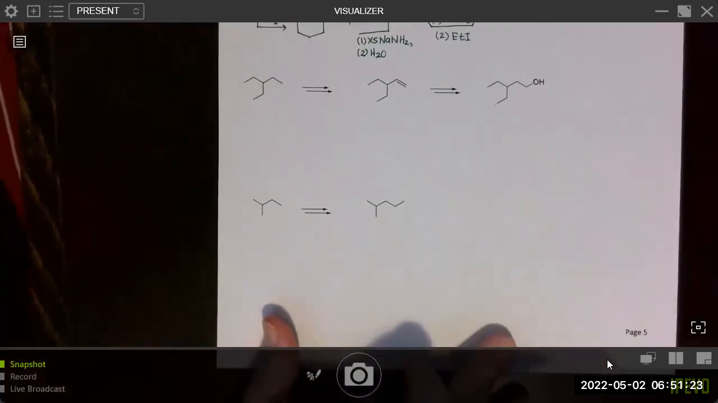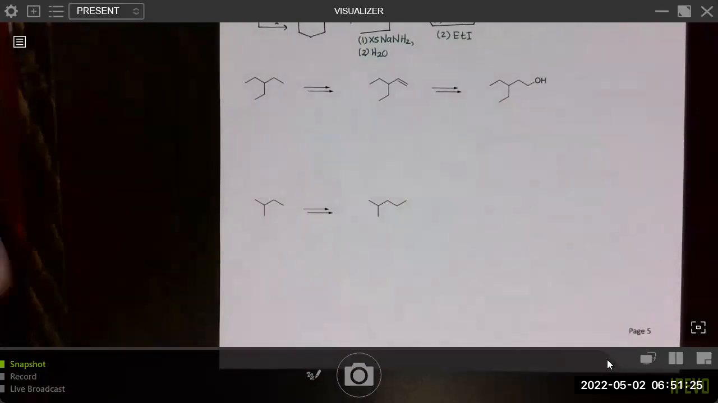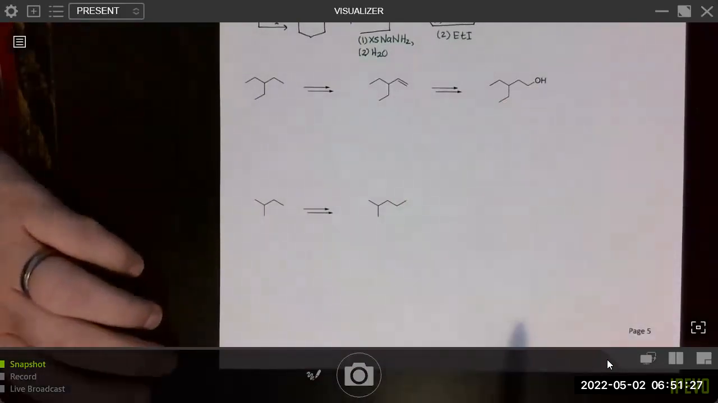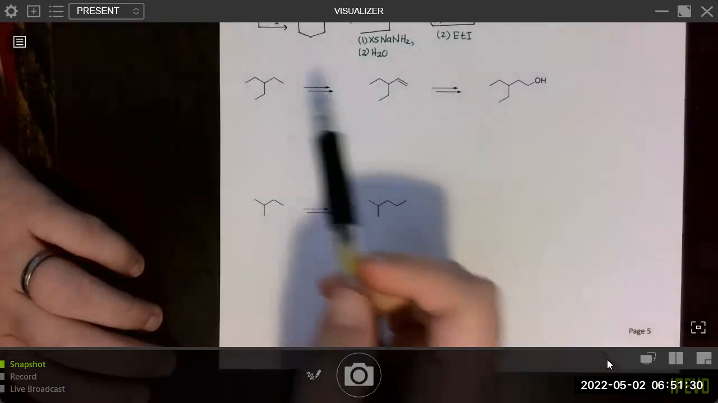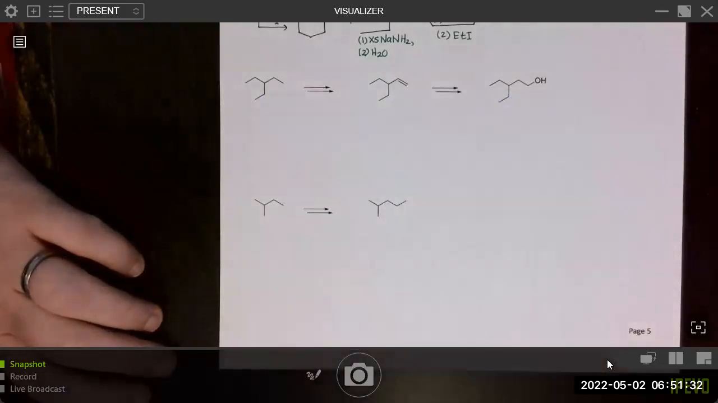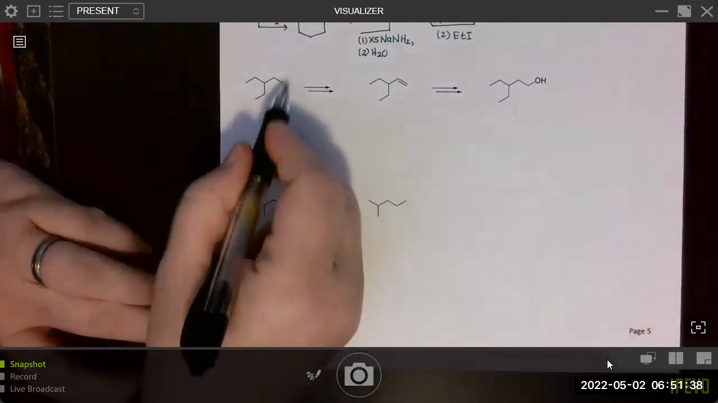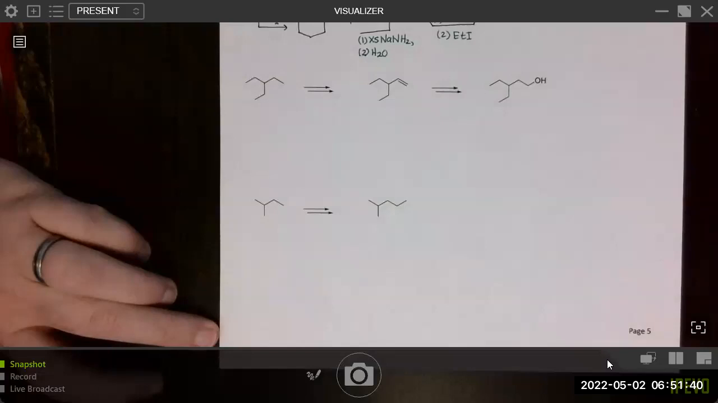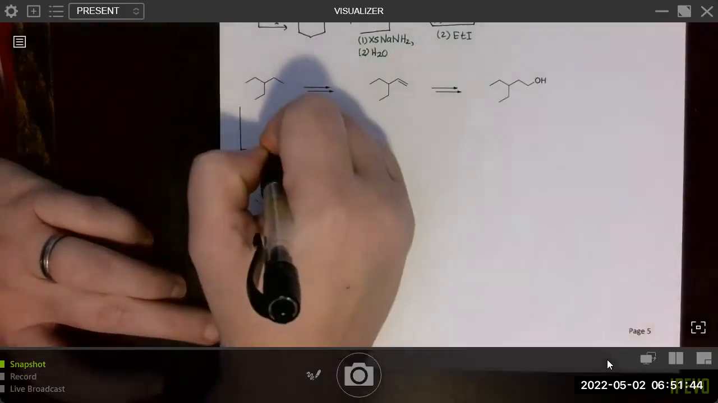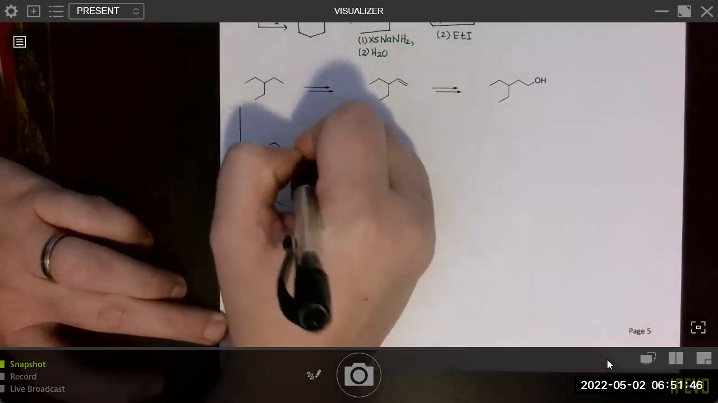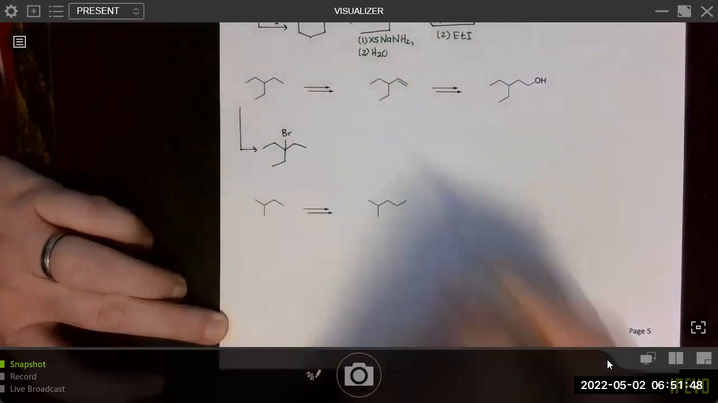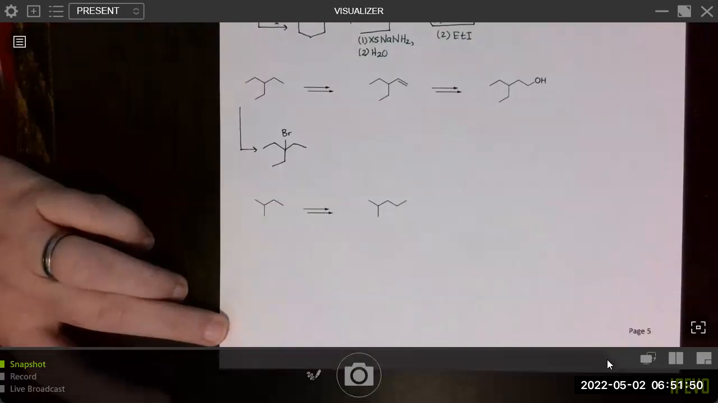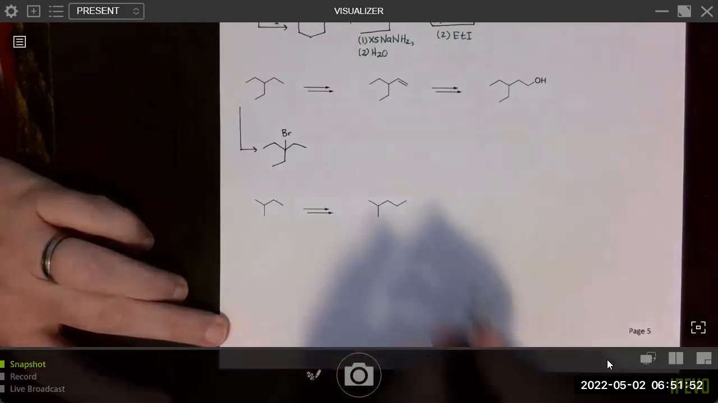All right, for the next one, are we adding any carbons? Nope, we have 7 carbons here and 7 carbons there. So we're just manipulating the functional groups. Starting from an alkane, there's only one radical halogenation, and the bromine will go on the most substituted carbon. From there, we can eliminate it.